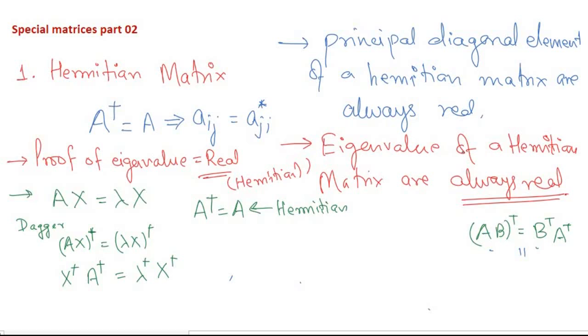The dagger represents the transpose and then its complex conjugate. For any scalar, the transpose does not mean anything. So here lambda dagger is nothing but lambda star, that is the complex conjugate. So this equation can be written as x dagger A dagger is equal to lambda star times x dagger.